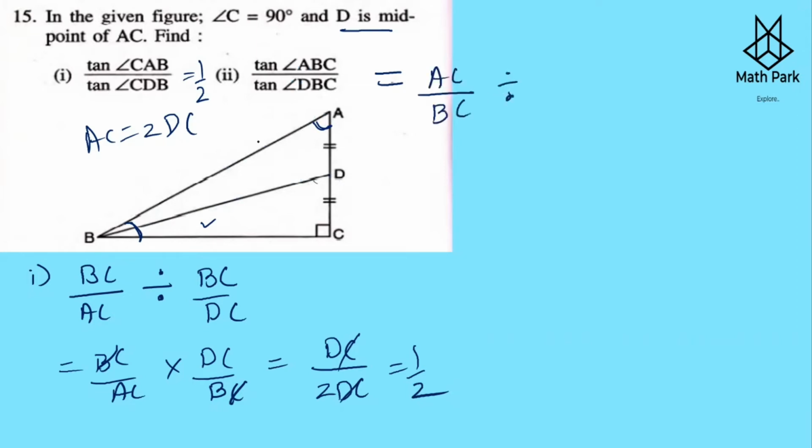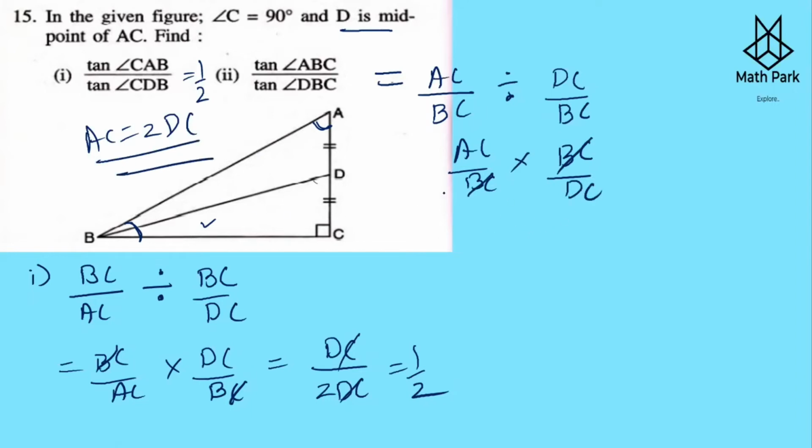Tan DBC divided by tan... is opposite is DC and adjacent is BC. So this is AC upon BC multiplied by BC upon DC. BC and BC got cancelled. Again, AC is 2DC, so we get 2DC upon DC. So this is how we got the value as 2.